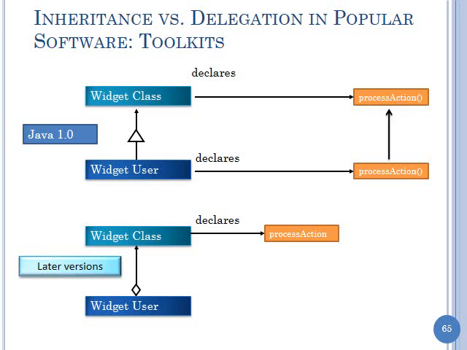Okay, so Java 1.0 used inheritance in its toolkit. So here's how it worked. Supposing you want to use a widget class, a button. Now, when you use a button, what you want to know is when the button was pressed, so that you can do something like maybe increment a count. So what you had to do was create a widget user that was a subclass of the widget class.